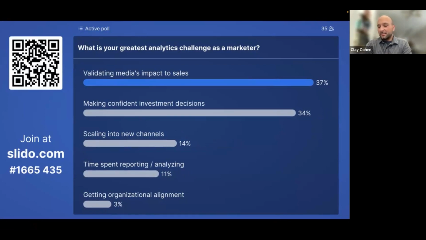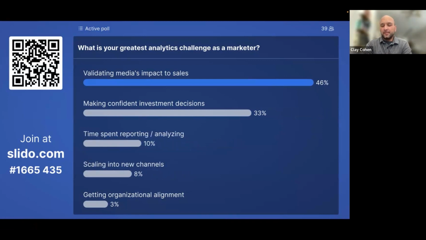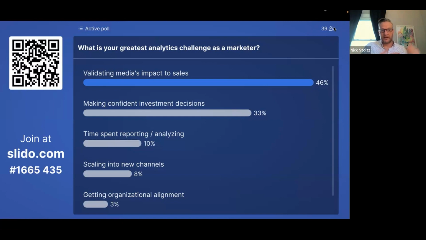So validating media's impact to sales, connecting the marketing and its actual effect on your business, and then being able to make confident investment decisions. I think everybody here is probably in the right place. From where I sit and what I see going on with brands, I'm shocked that so few people are saying getting organizational alignment. Noel touched on it in one of the previous questions. I see it consistently being a big blocker to getting attribution, reporting, decision-making, the whole marketing operation humming and aligned against the same goal. So I'm a little surprised that's so low on the list.